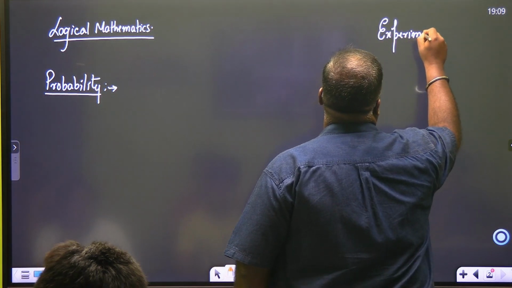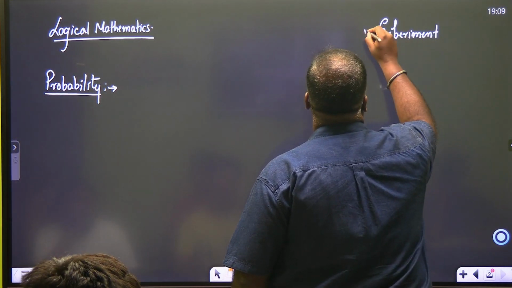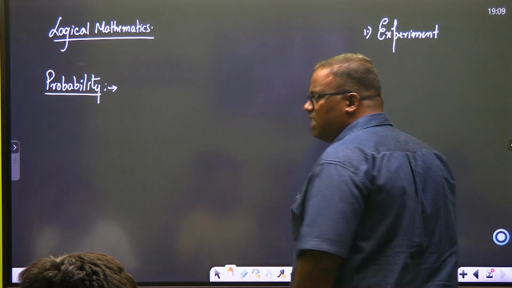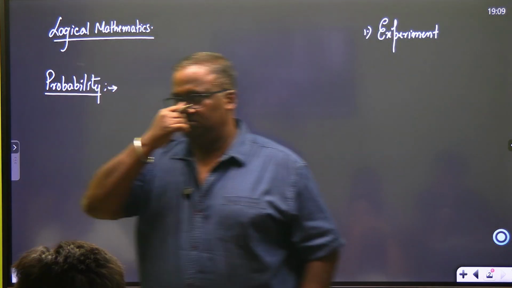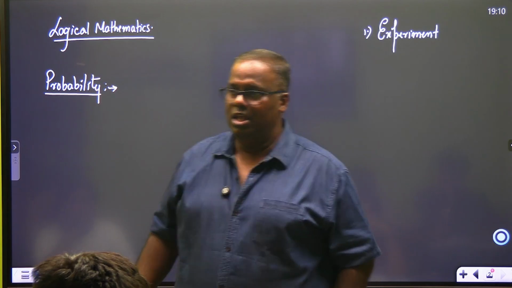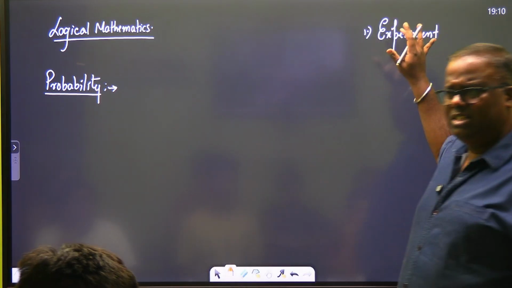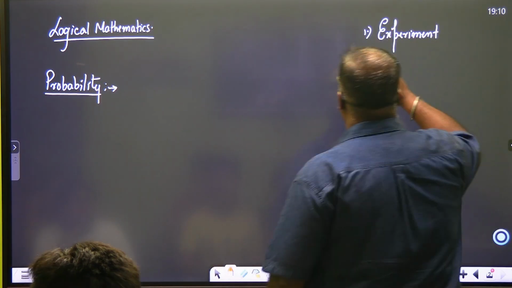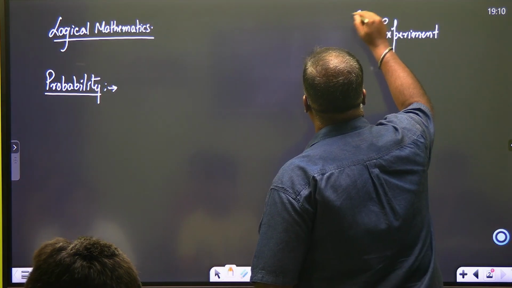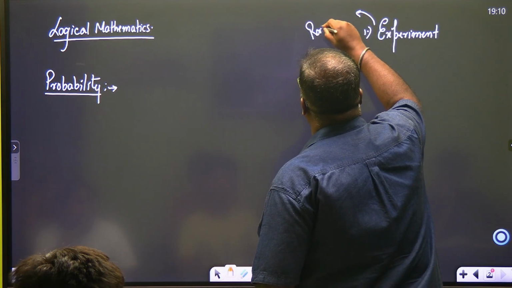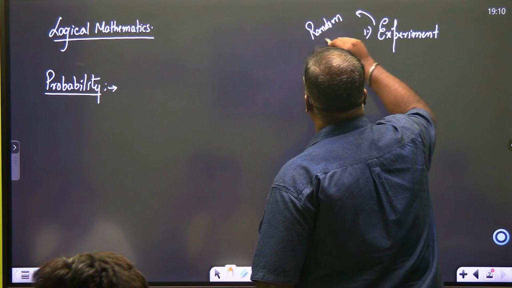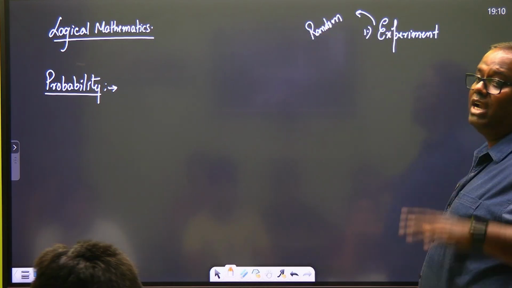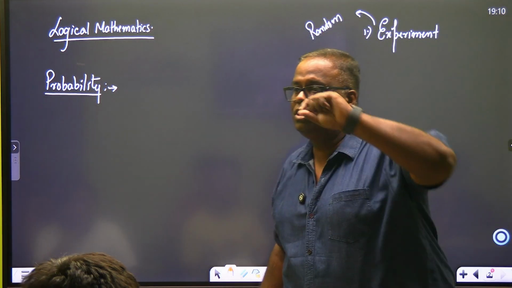These are the terms you will come across very much in this chapter. Experiment. Experiment is a trial. You have heard about experiments, the scientific experiments that you do. In probability, we will hear about a word called random experiment. You will never hear just experiment, but with an adjective, random experiment. Now, what is the difference between random experiment and experiment?